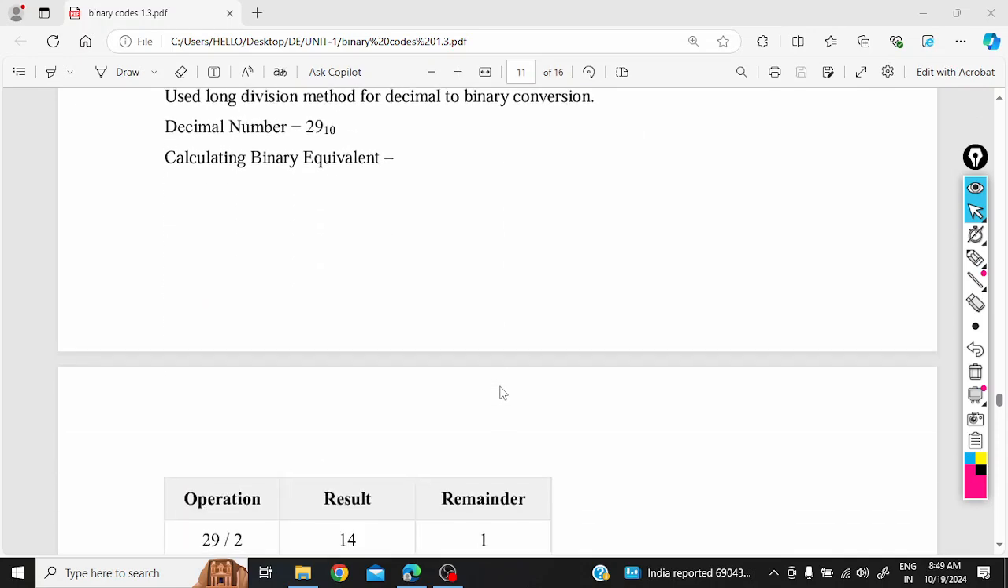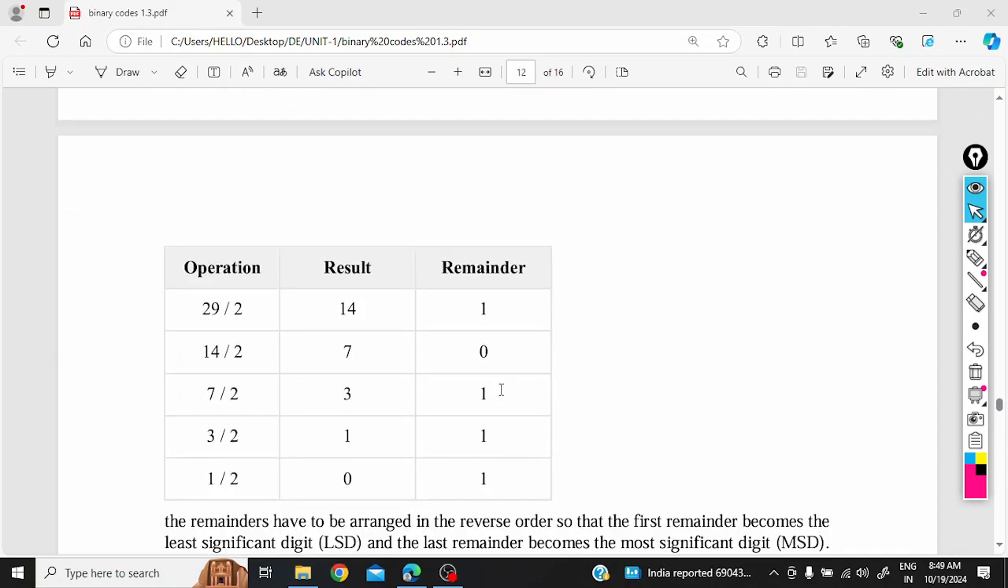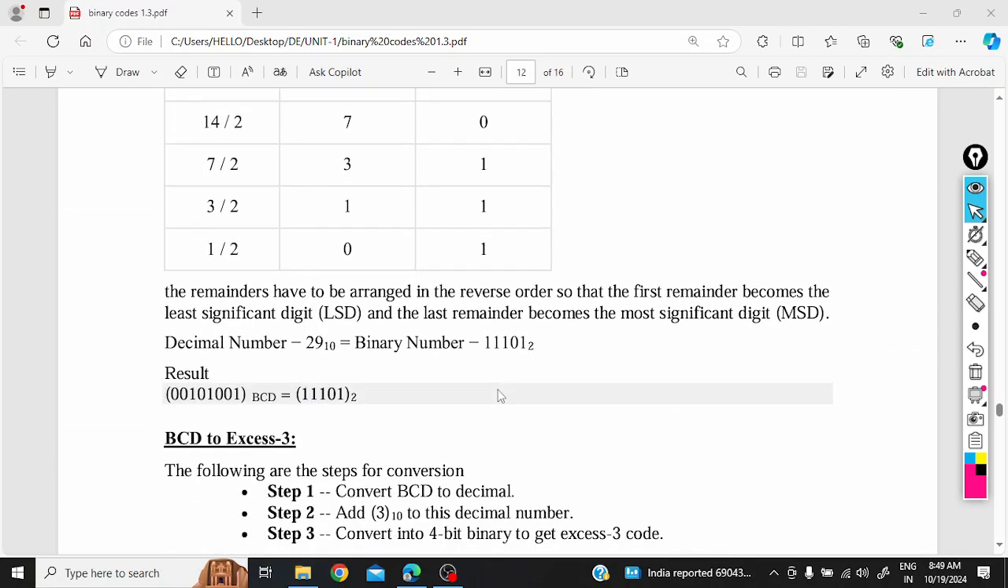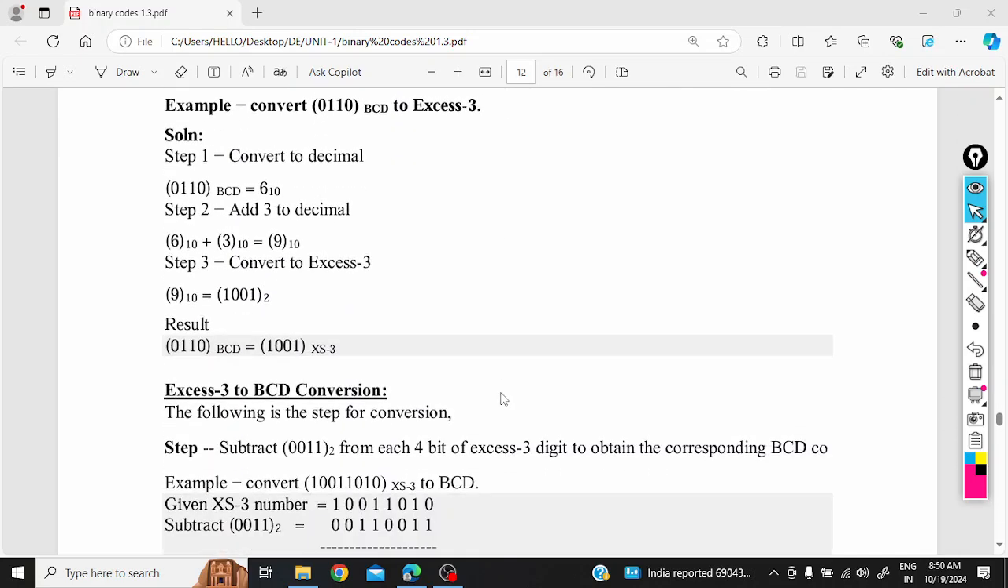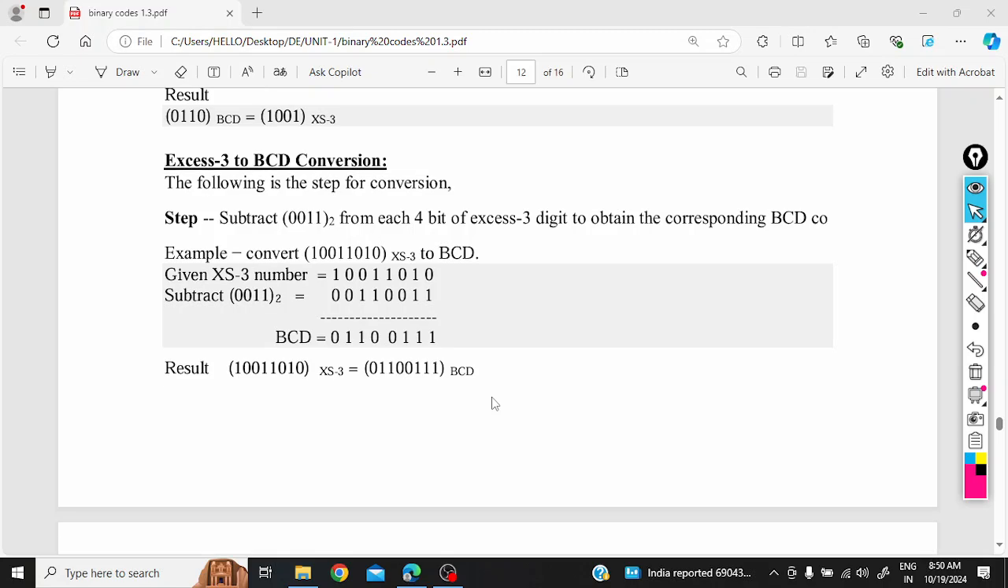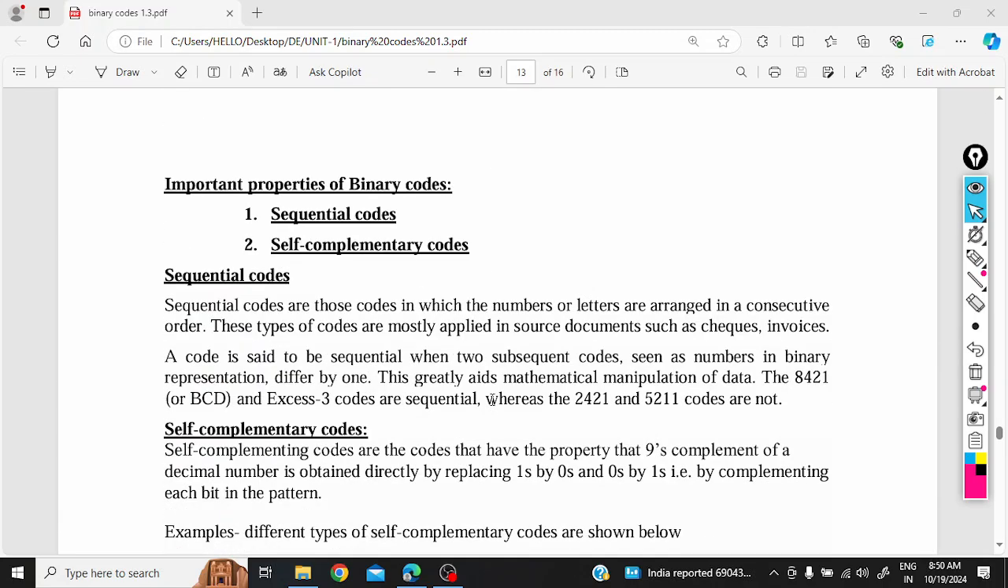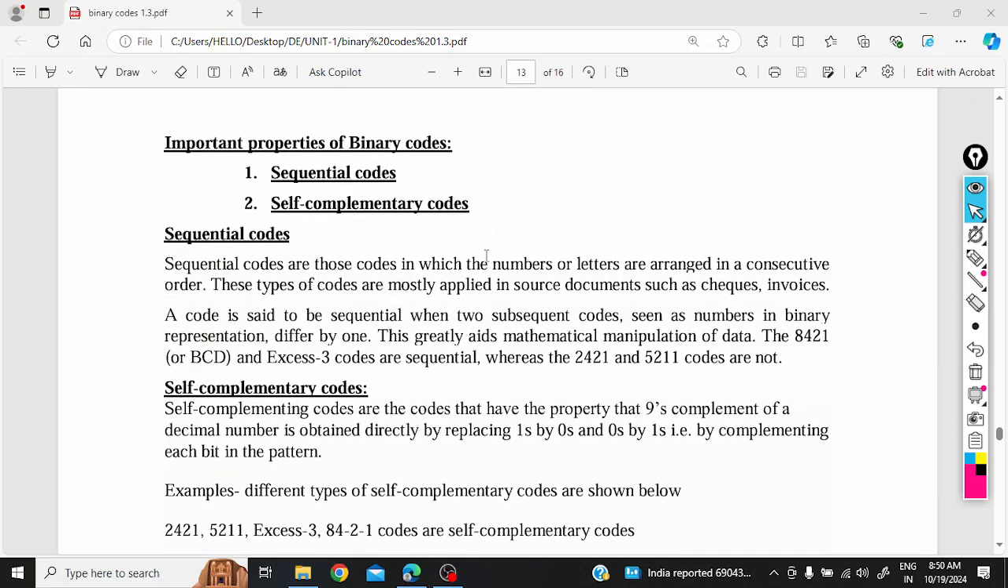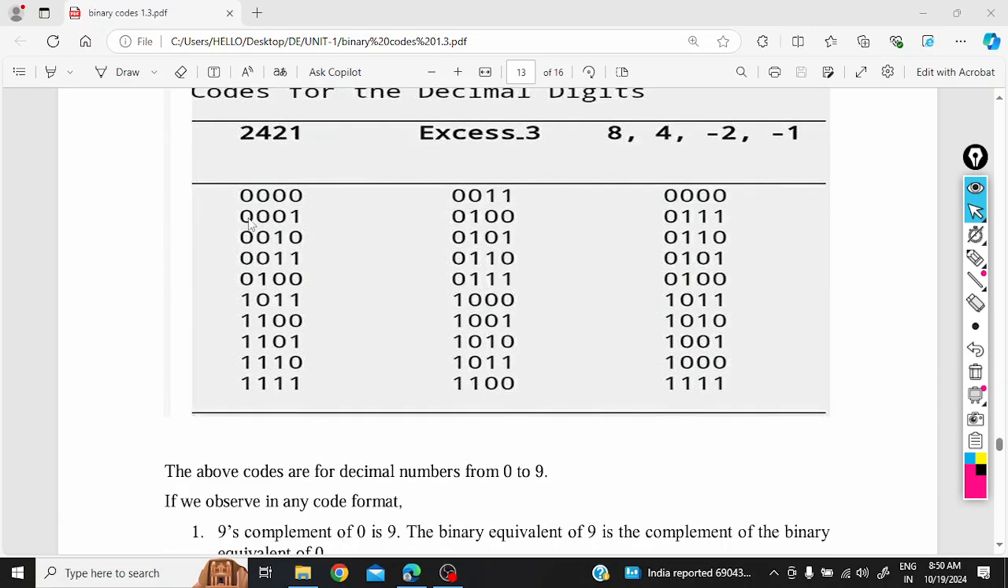So these are a few of the conversions available for converting one form of code to another form of code. You can go through the steps, and there are one or two examples available. These are sequential codes and self complementary codes, as they have a reflection in nature. You can observe clearly that the 2421 code is what we call a reflexive code.